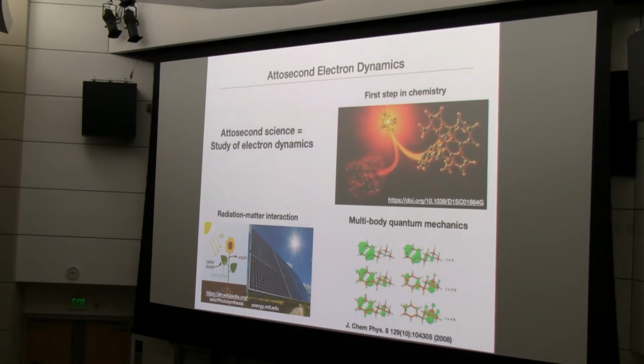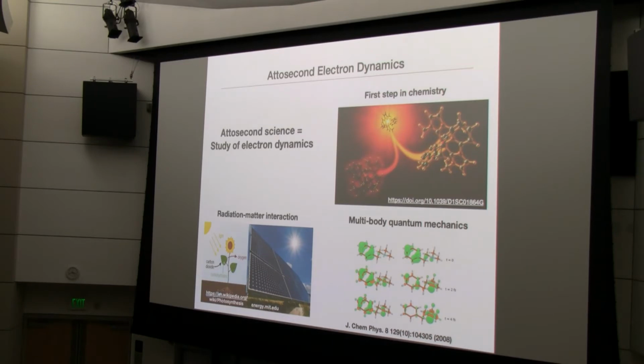It typically involves the motion of valence electrons. The reason why I say that, and these qualifiers, is because it's still unclear how much the coherent electronic motion actually affects chemistry. But on the temporal scales, it is the first thing that happens. Of course, electron dynamics are the first step in radiation-matter interaction, which is the basic ingredient of a lot of things we care about, like photosynthesis and solar energy.